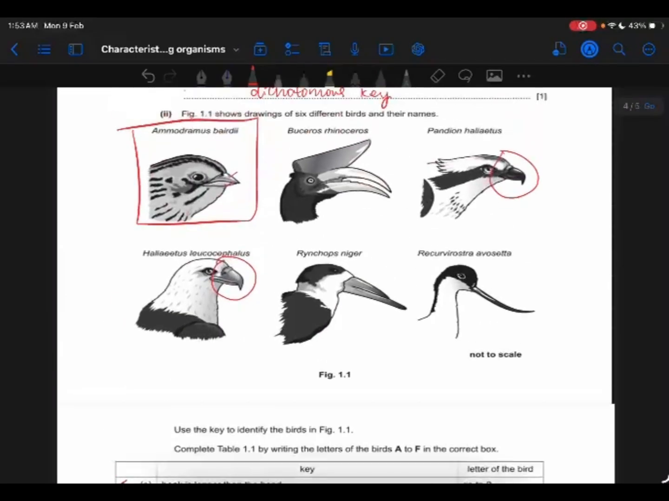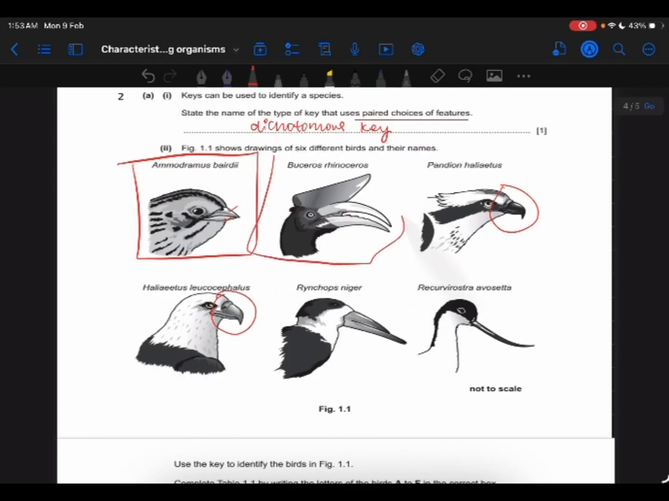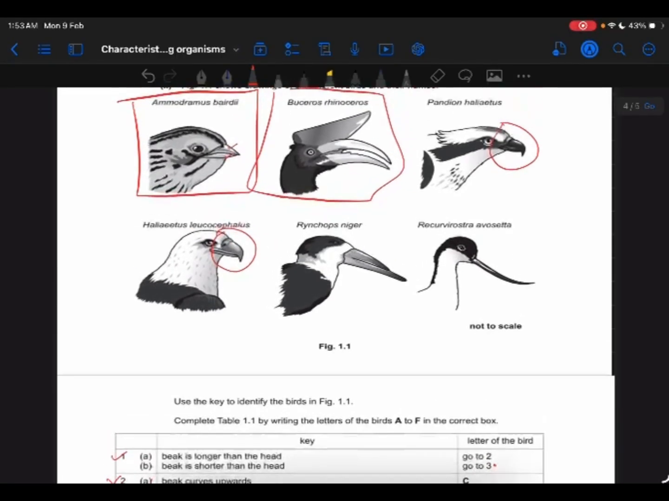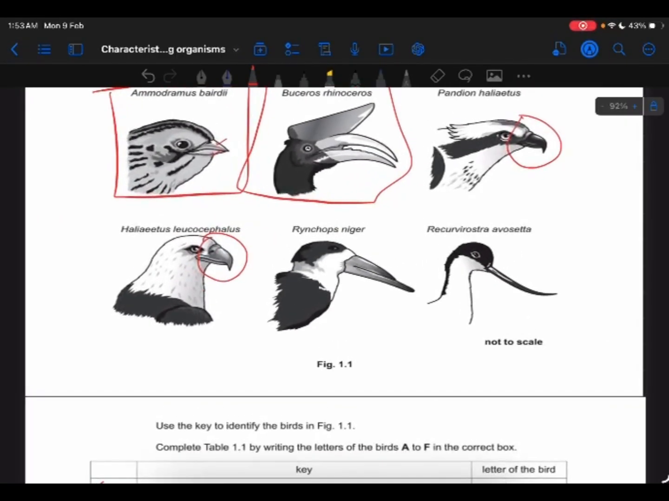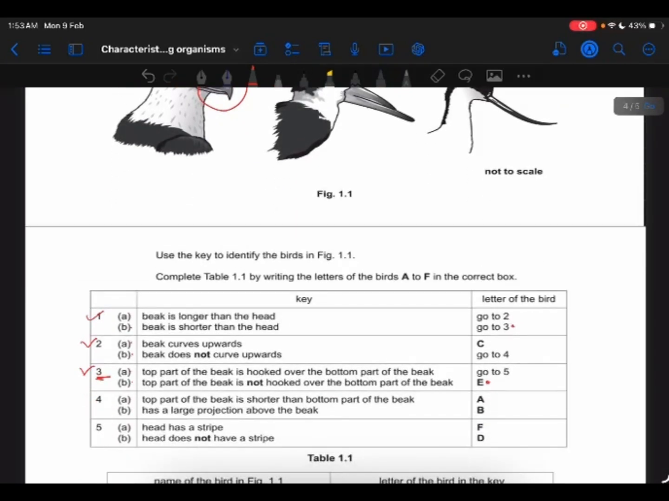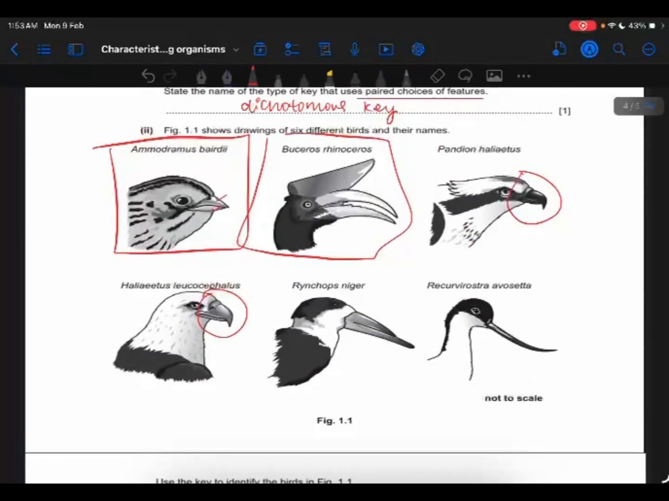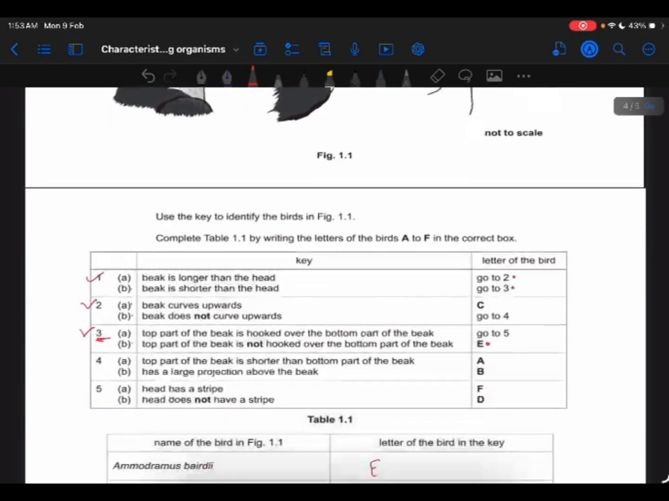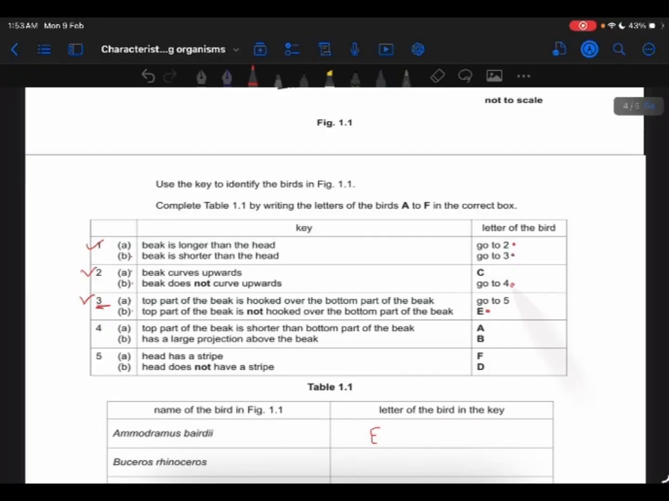So moving on to this guy, Rhinoceros bucerus, whatsoever. Okay, so is the beak longer than the head? I think it very clearly is longer than the head. So we're going to go to 2. Okay, 2 says beak curves upwards. The beak does not curve upwards. Clearly, the beak is curving somewhat downwards, so no, it does not curve upwards. So we go to 4.